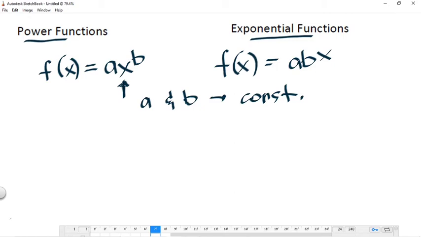The difference is just the placement of variable x. For power functions, x is the base. Meanwhile, for exponential functions, this x is the exponent.